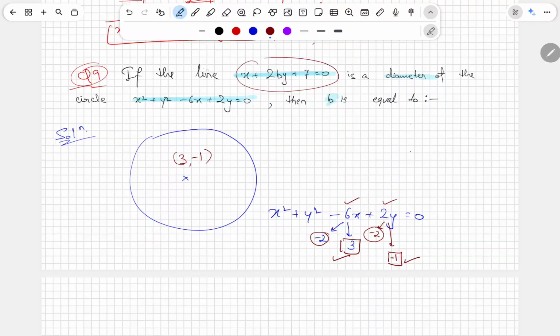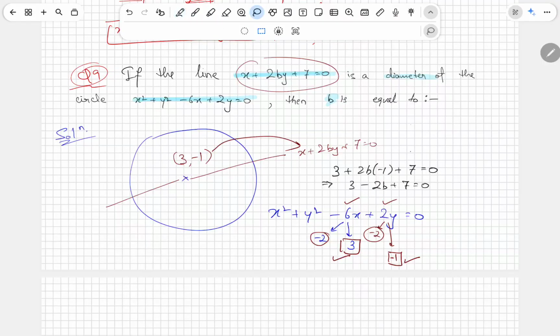And the line is x plus 2y plus 7. This is the diameter, x plus 2by plus 7, and we all know center lies on the diameter, so this point will satisfy this line. So I will put 3 in place of x, plus 2b, y is minus 1, plus 7 is equal to 0. So this is going to become 3 minus 2b plus 7 equals to 0. I'm out of space, so I'll do one thing. I'll take this over here.